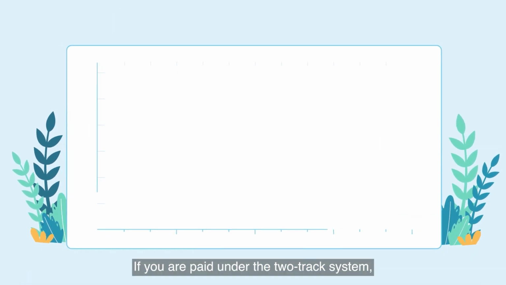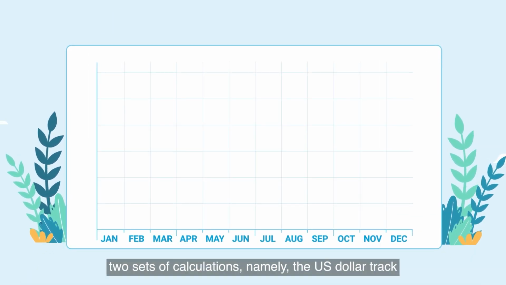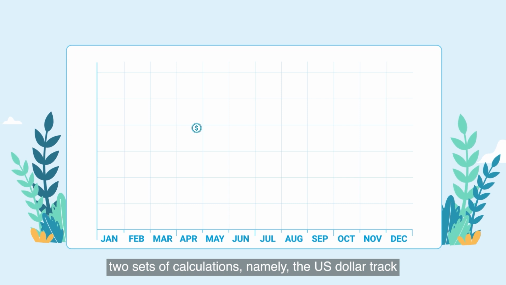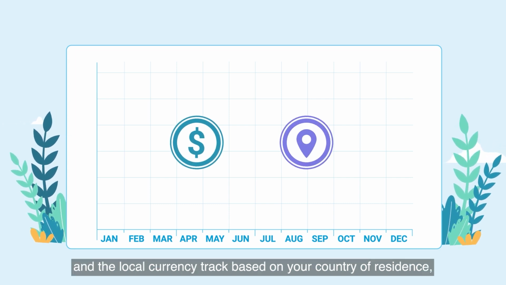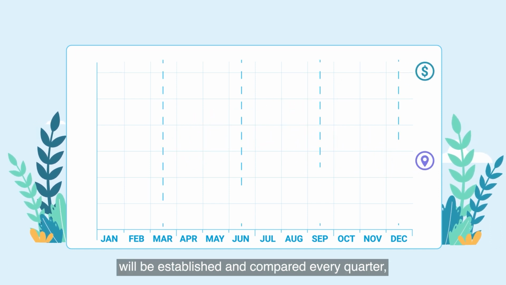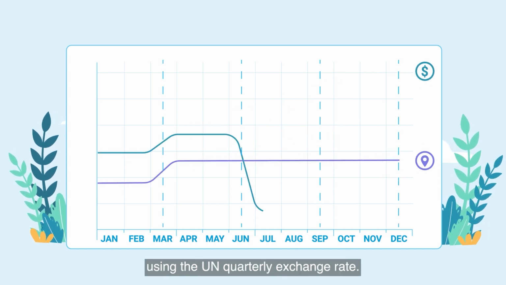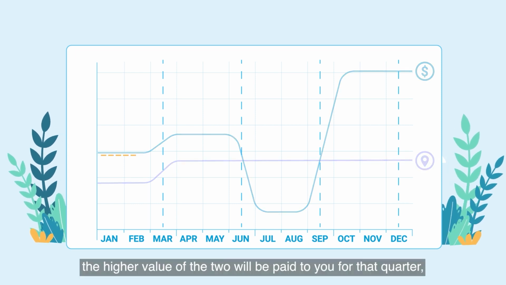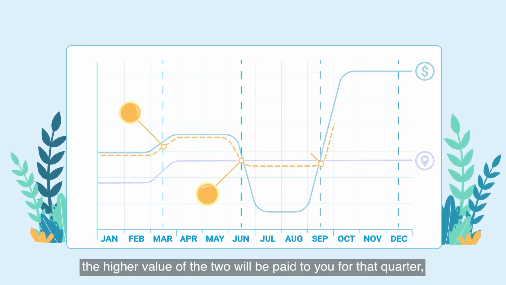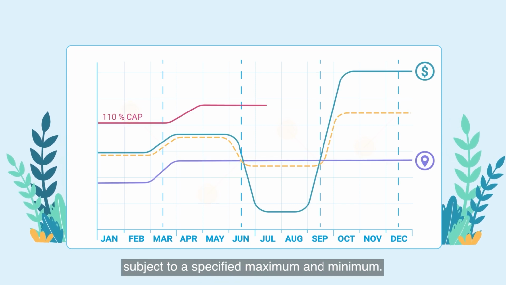How does the two-track work? If you are paid under the two-track system, two sets of calculations, namely the US dollar track and the local currency track based on your country of residence, will be established and compared every quarter using the UN quarterly exchange rate. Generally, the higher value of the two will be paid to you for that quarter, subject to a specified maximum and minimum.